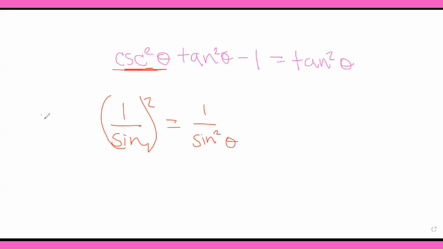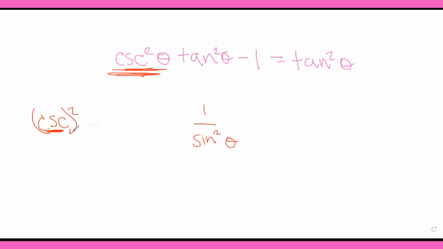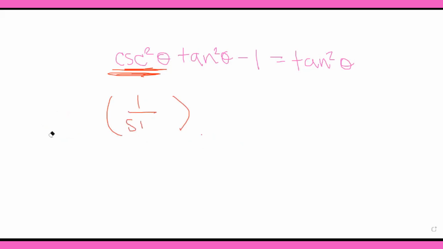So if this is cosecant squared, inside the parentheses would be 1 over sine. So cosecant squared here just equals 1 over sine squared. I'm just going to replace that one little part of the equation with 1 over sine squared. So this little bit is the same as 1 over sine squared of theta.